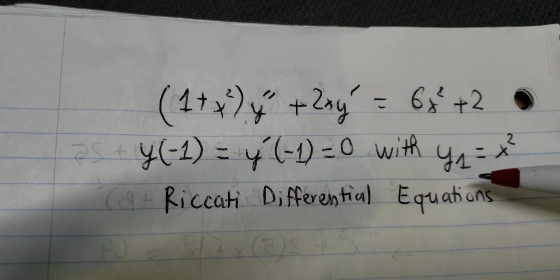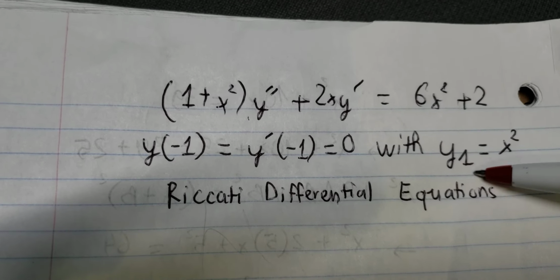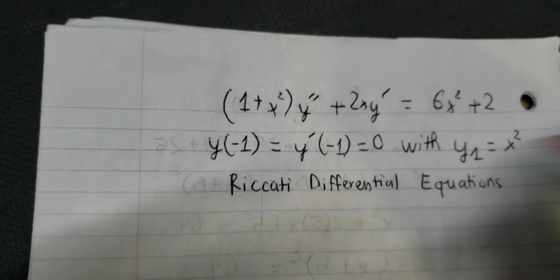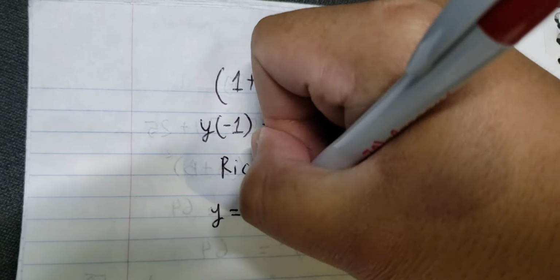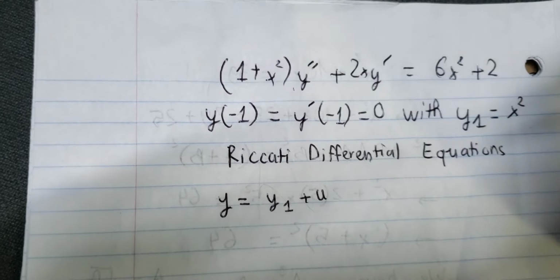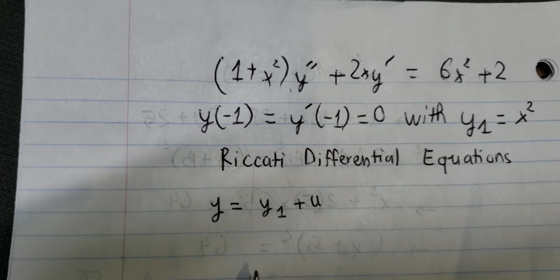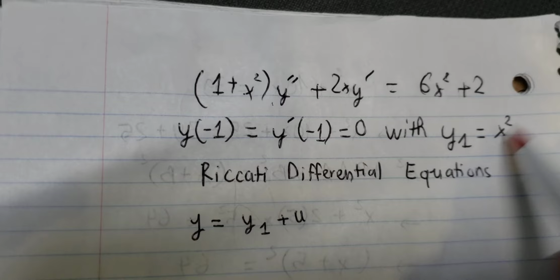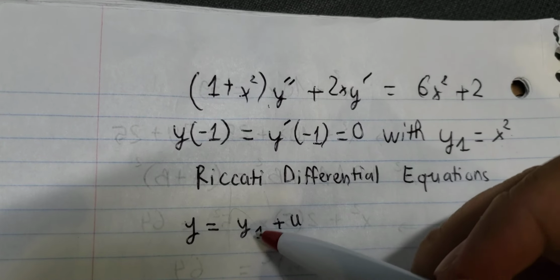In the question, they just provide one particular solution. So we need to set up y equals y1 plus u. This is the basic one, and y1 is s squared. So I will put this one in here.